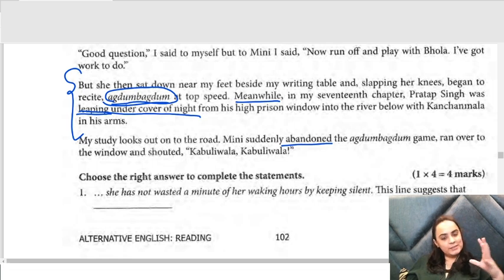So you see, this was a small extract taken from a big story, Kabuliwala. And now we'll see the different kinds of questions that have been asked on the basis of it and how well we are able to answer them.